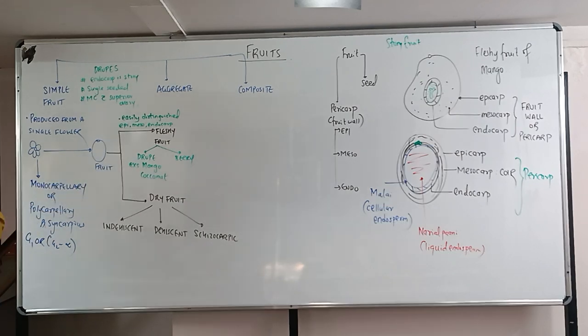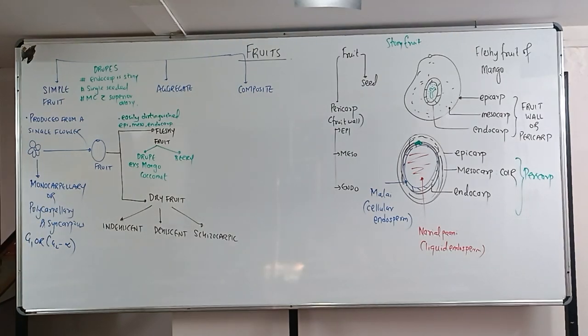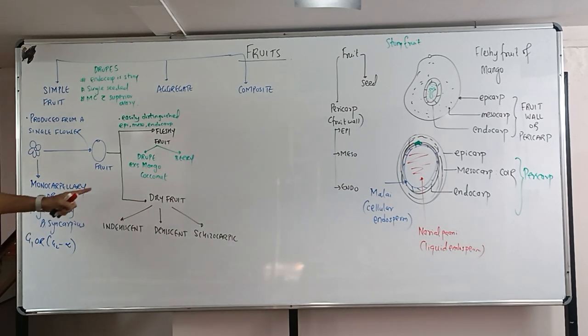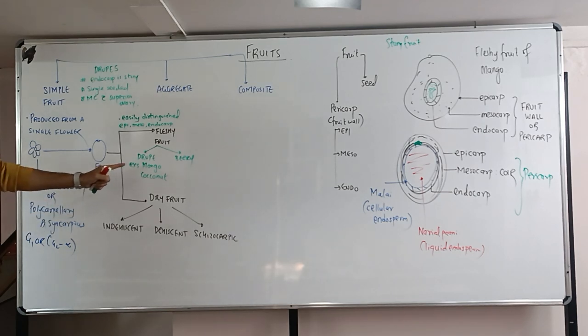Have you got it? Okay. So if somebody asks you what a fleshy fruit is, what is the answer you give? Easily we can distinguish the mesocarp and endocarp. Then the endocarp is stony. And if it is single-seeded, it will be called a drupe.